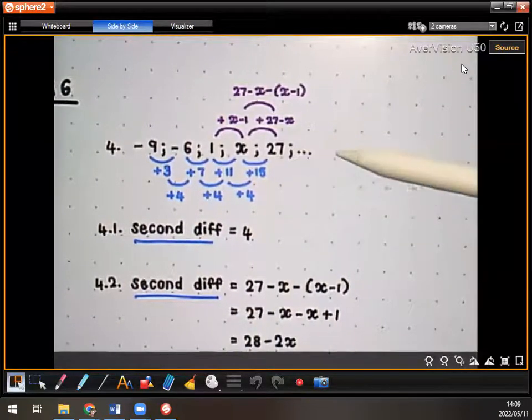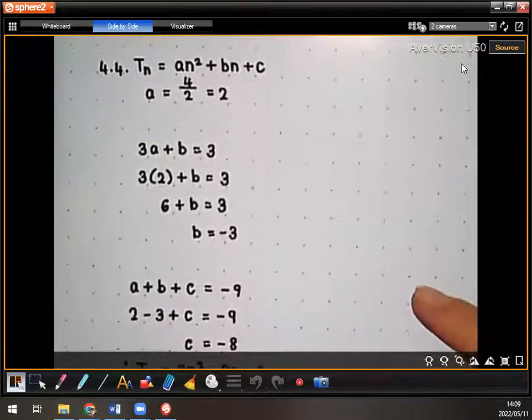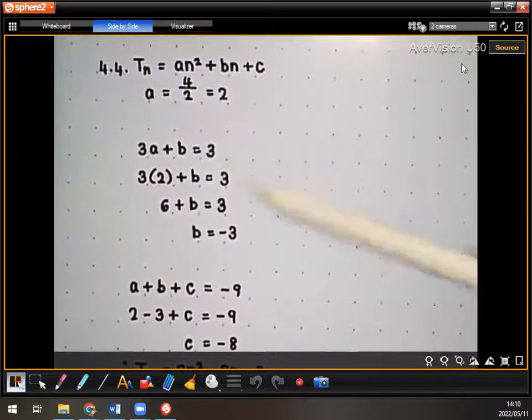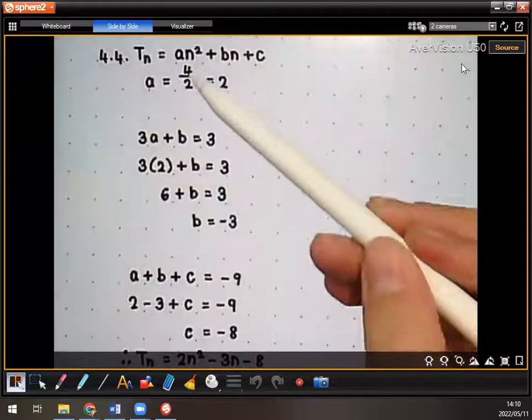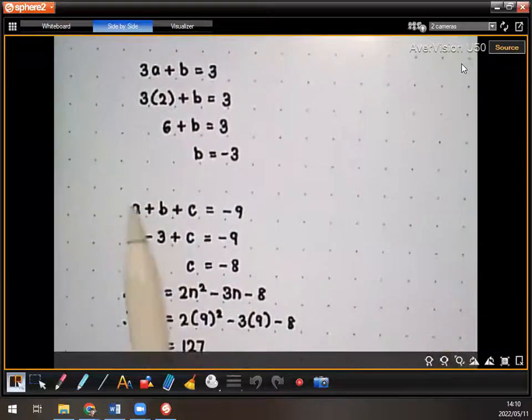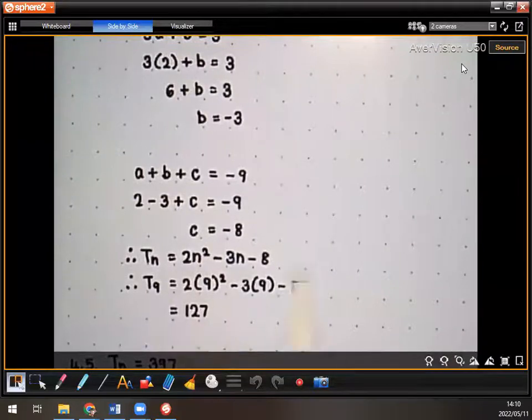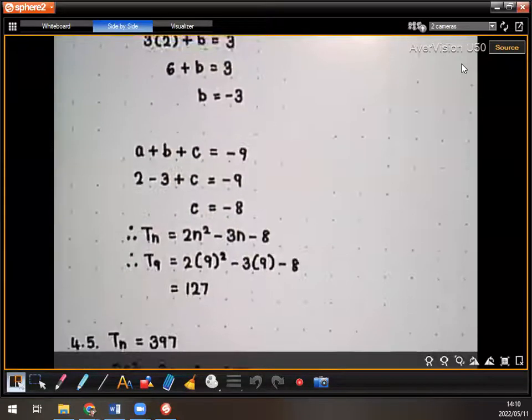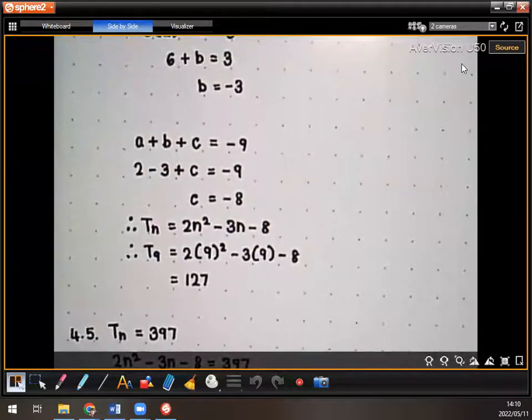So if from 27 you added 19 and then 23 and then 27, you could have done that. But the long-term method, if you define your Tn formula, so A is your second difference divided by 2, 3A plus B is your first difference, and then A plus B plus C is term 1. So that's what I did. I calculated Tn, and then to get term 9, you just put 9 in place of n. But like I said, if you just count on, did anyone try to do that? If you count on, you get the same answer. That probably would have been less work.